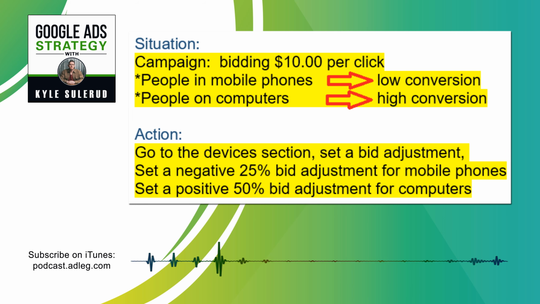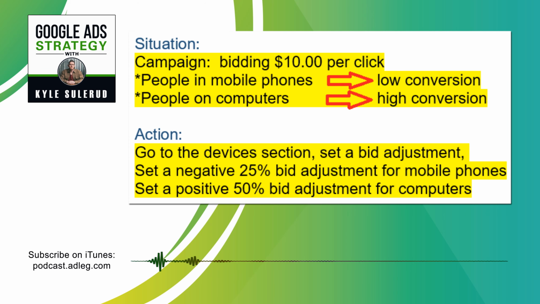and let's say we set a negative 25% bid adjustment for mobile phones. Now, instead of a $10 per click bid, if someone's on a mobile phone, we're actually bidding $7.50 because we've decreased our base bid by 25%.